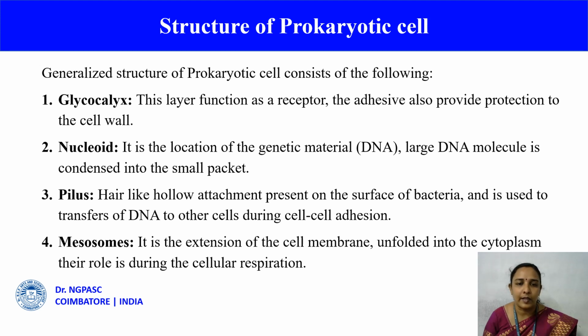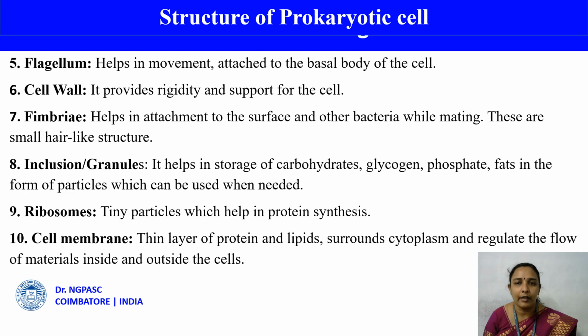Mesosomes are extensions of the cell membrane unfolded in the cytoplasm and their role is during cellular respiration. Flagellum helps in the movement and is attached to the basal body of the cell. The cell wall provides rigidity and support for the cell. Fimbriae help in the attachment of the cell to the surface and to other bacteria while mating. They are small hair-like structures.